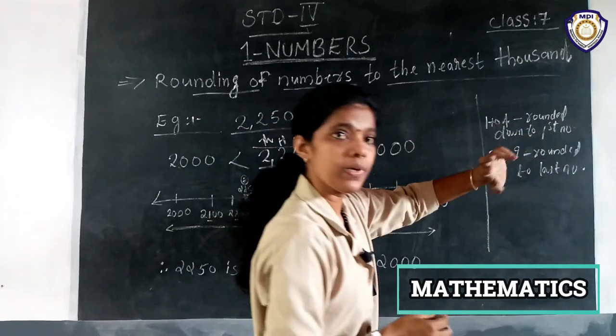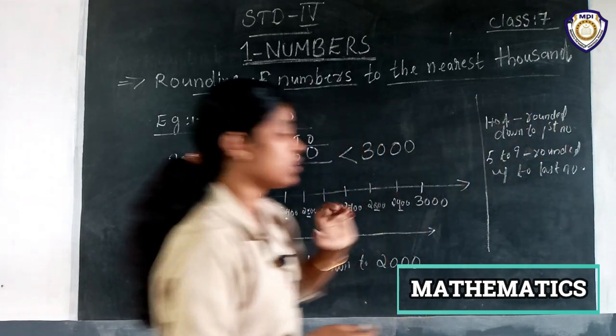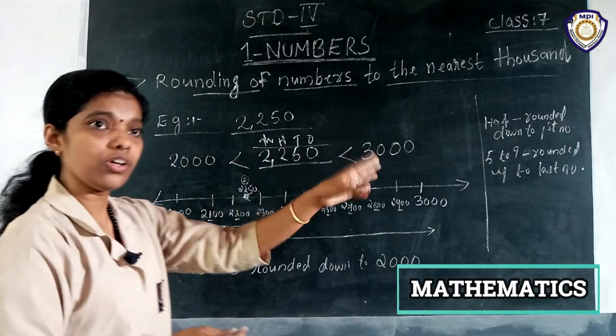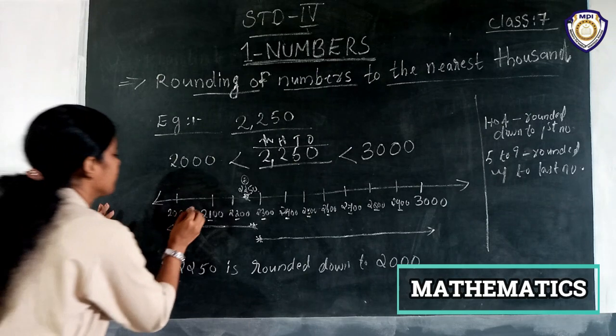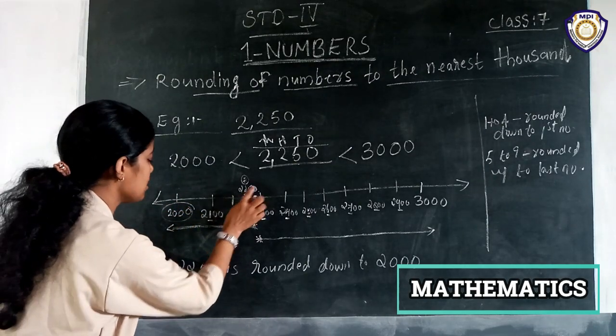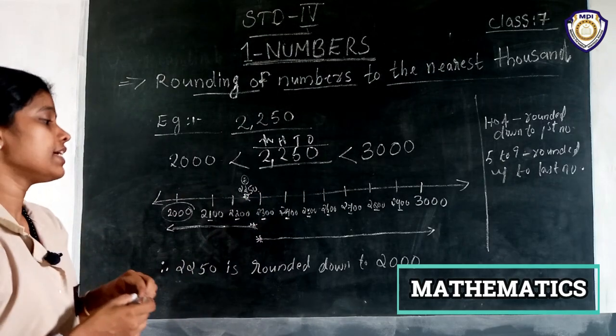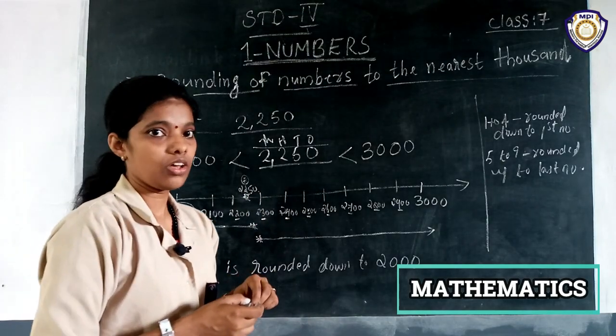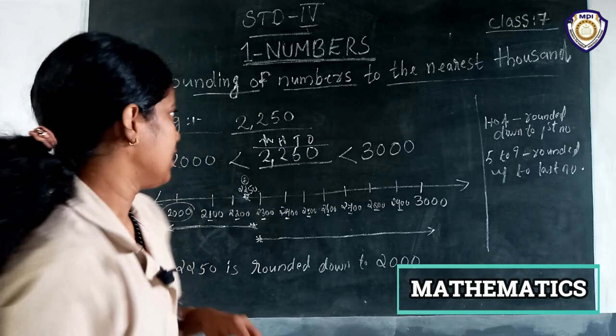1 to 4 numbers are rounded down to the first number. Therefore, 2250 is rounded down to 2000. Okay. I will explain one more time.